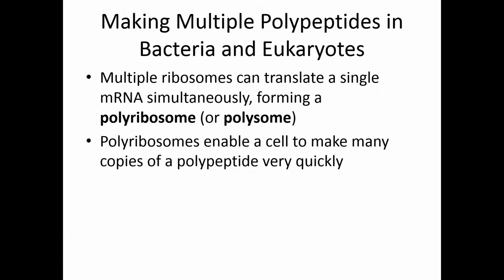Alright, so in this case, you can have multiple ribosomes that move along a single mRNA transcript. You have many ribosomes on the mRNA transcript. You form what's referred to as a polyribosome or polysome. So in other words, you can make numerous copies of a set of genes that are involved in a chemical pathway, for a bacterial cell, for an operon, very quickly.